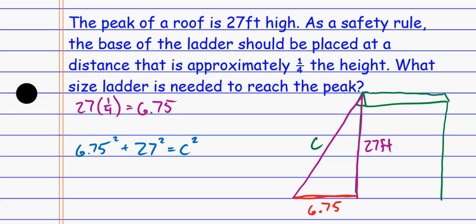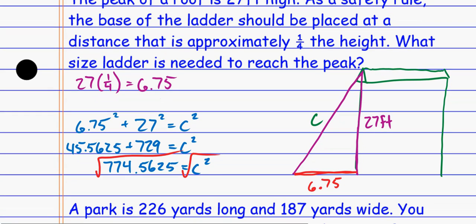And once again, this is a job for my calculator, so I'm going to simplify these pieces. When I square this guy, it gives me 45.5625, which is kind of ugly, but that's what it is. Here, that's a 729. And now when I add those together, I get a 774.5625. And again, to solve when I have something squared, I take the square root. So I take the square root of this thing.